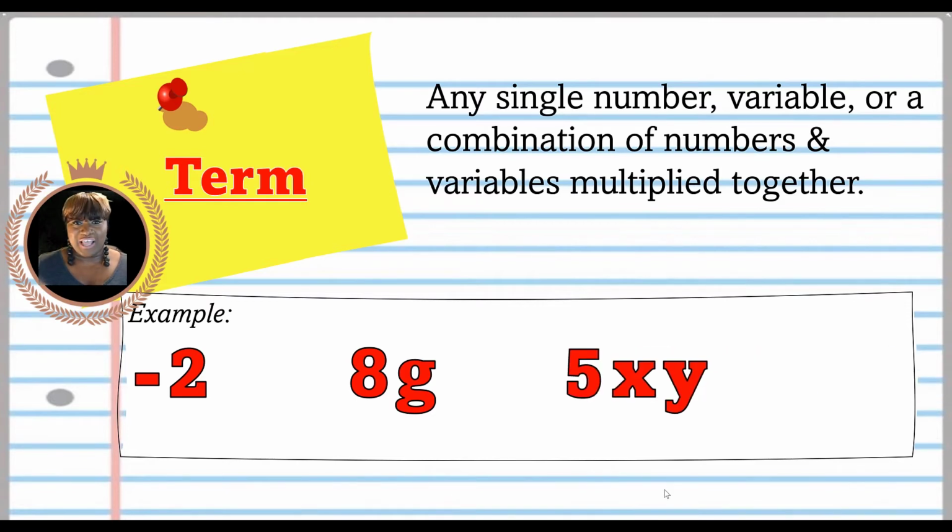In this example, we have 5xy. We have the coefficient 5 that is being multiplied times the variables x and y, which makes 5xy, one term. Our final example is the letter P. You may think that P does not have a coefficient, but there is an invisible 1 that is being multiplied times P. Moreover, P is still a term.